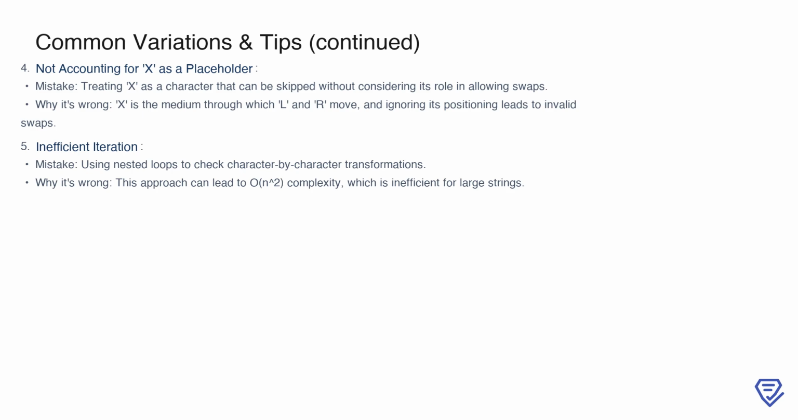Inefficient iteration is another pitfall to avoid. Some may use nested loops to check transformations character by character. However, this approach leads to a time complexity of O(n²), which is not scalable for large strings. Instead, there are more efficient ways to validate transformations, which we'll explore further.